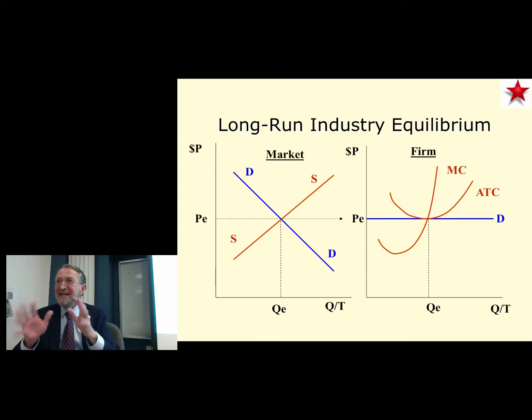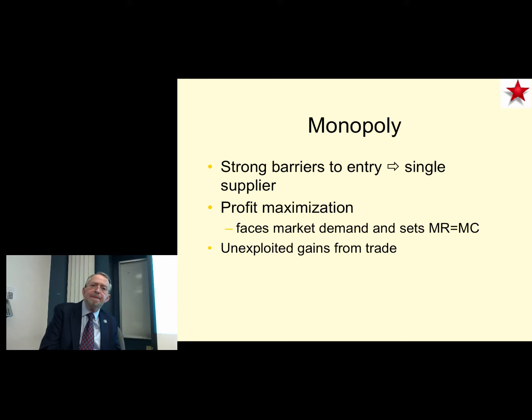Economic cost is the cost of the best alternative. So zero profit is not bad news. It's the normal situation. You're making an average rate of return. Good. So that's the perfect competition model.